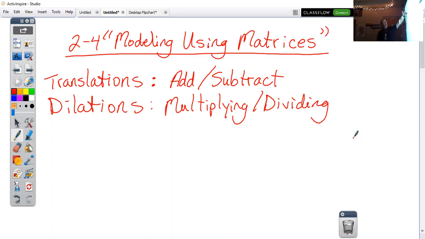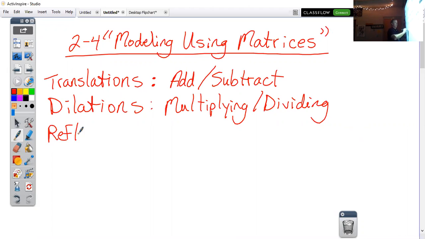So, modeling using matrices. Translations are the ones that go left and right. You add and subtract. Dilations make it bigger or shrink it. Okay. That's multiplying or dividing. And like I said, dividing is really multiplying by a fraction. Subtracting is really adding a negative. Okay.